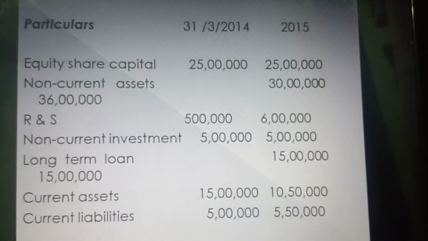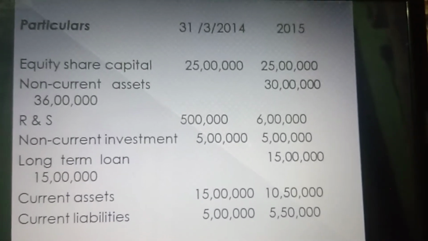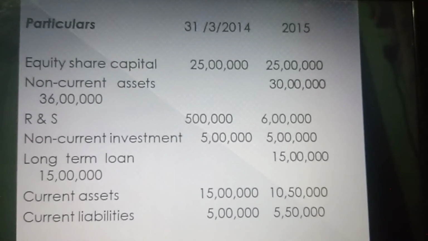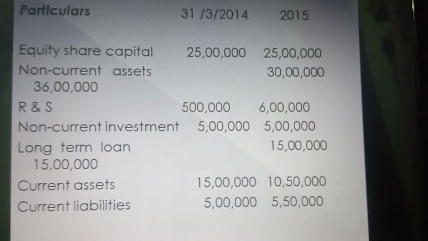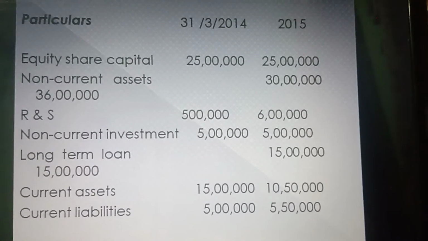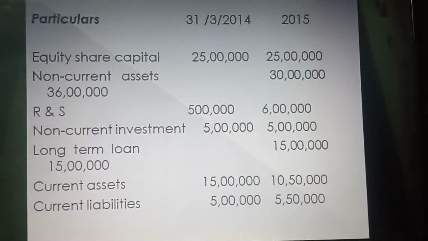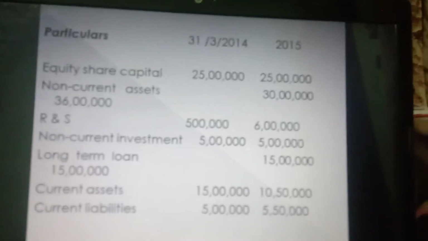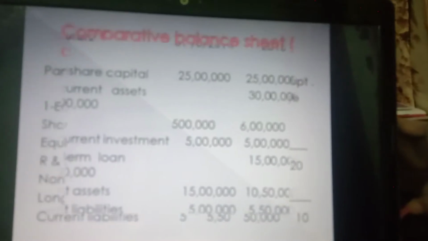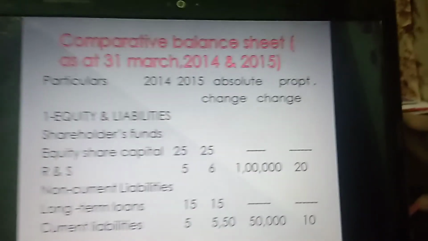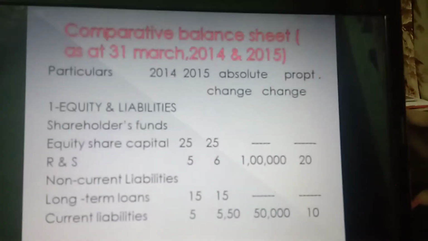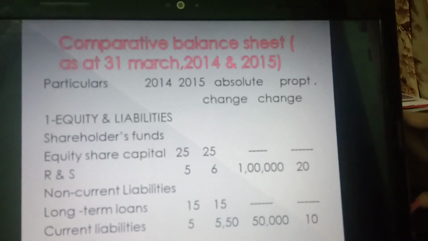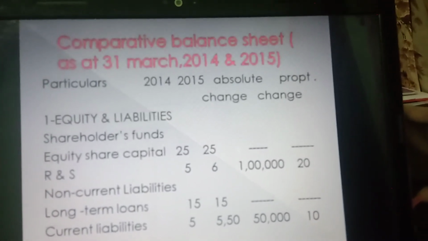When we talk about the current assets, the position is 15 lakh in the year 2014, and in the present year the current assets have decreased to rupees 10 lakh 50,000. Current liabilities are 5 lakh in the year 2014, and they increased in the current year to rupees 5 lakh 50,000. Now from this particular problem we have to prepare the comparative balance sheet. Whenever we study the analysis, we have to interpret the changes.